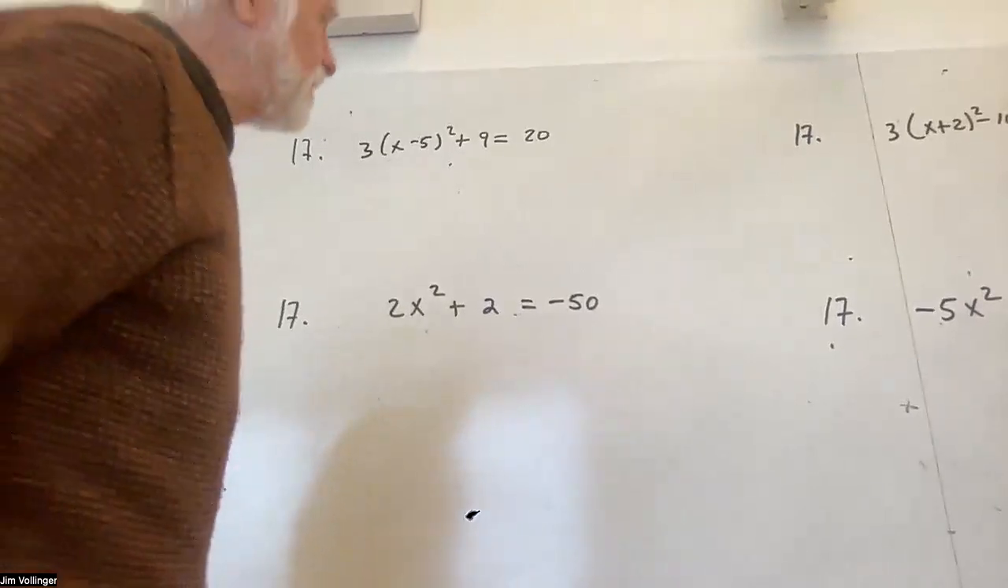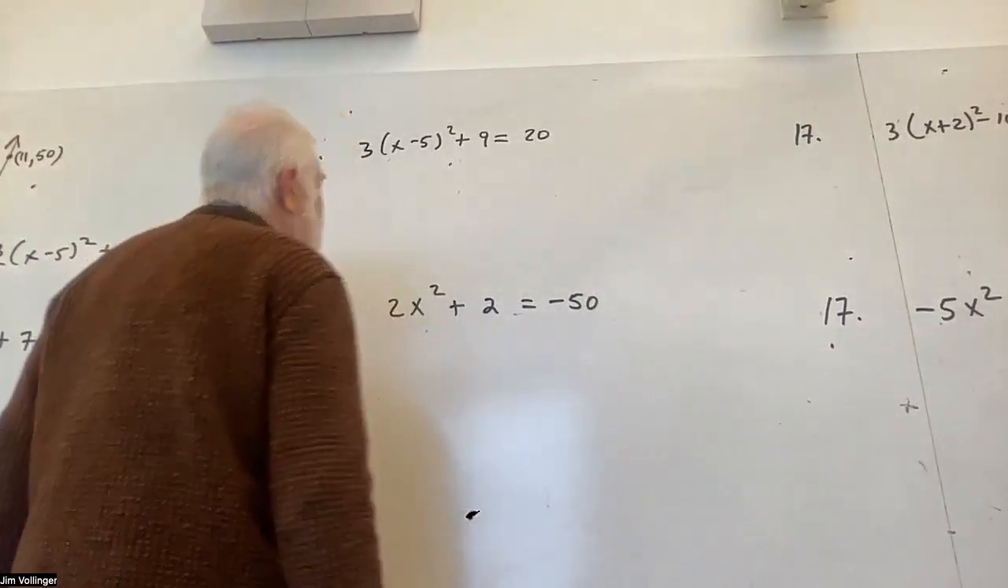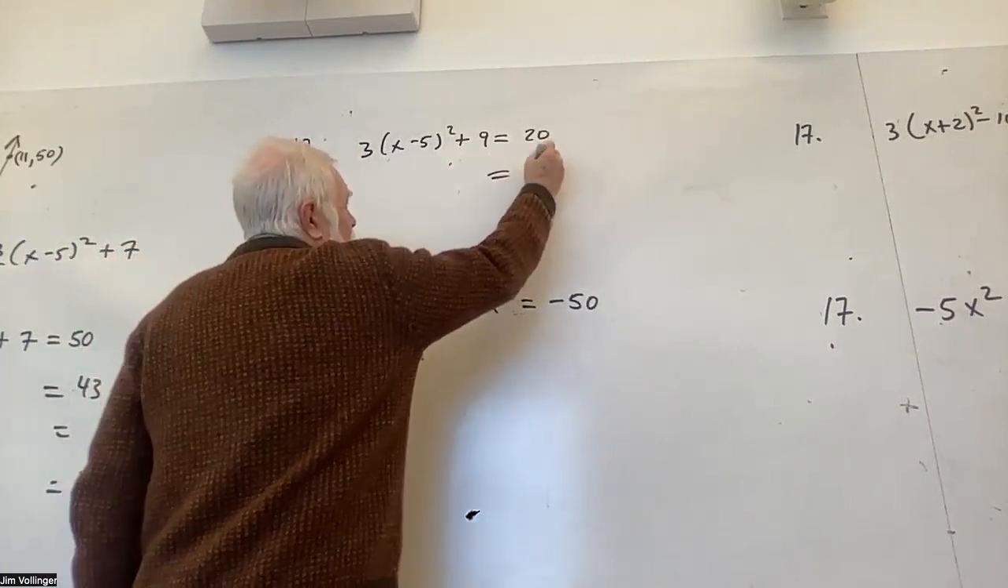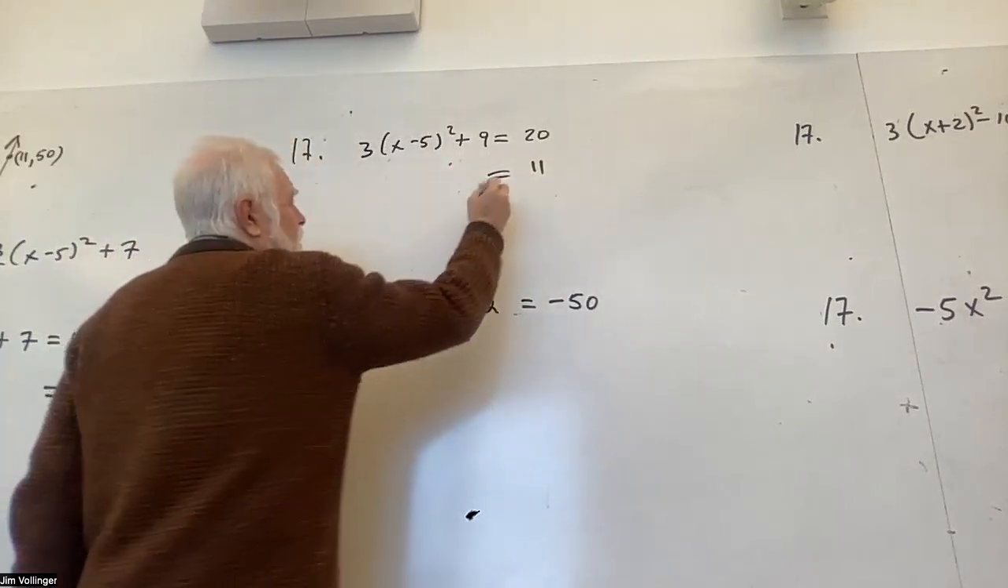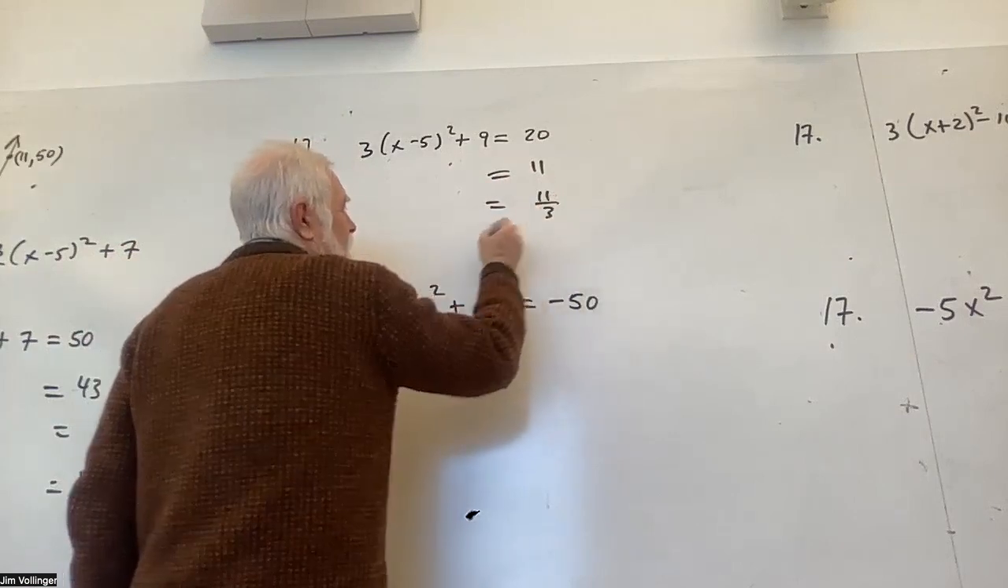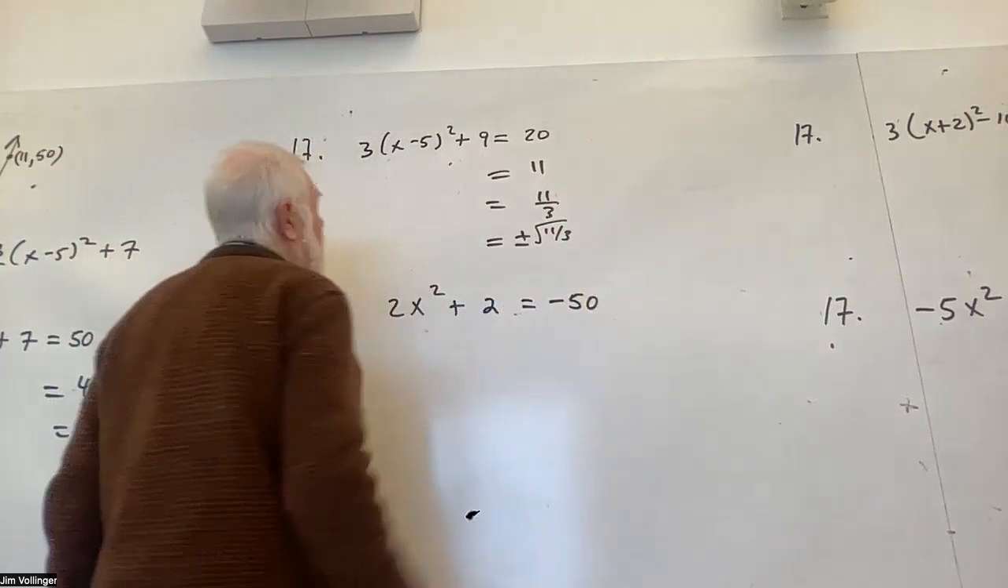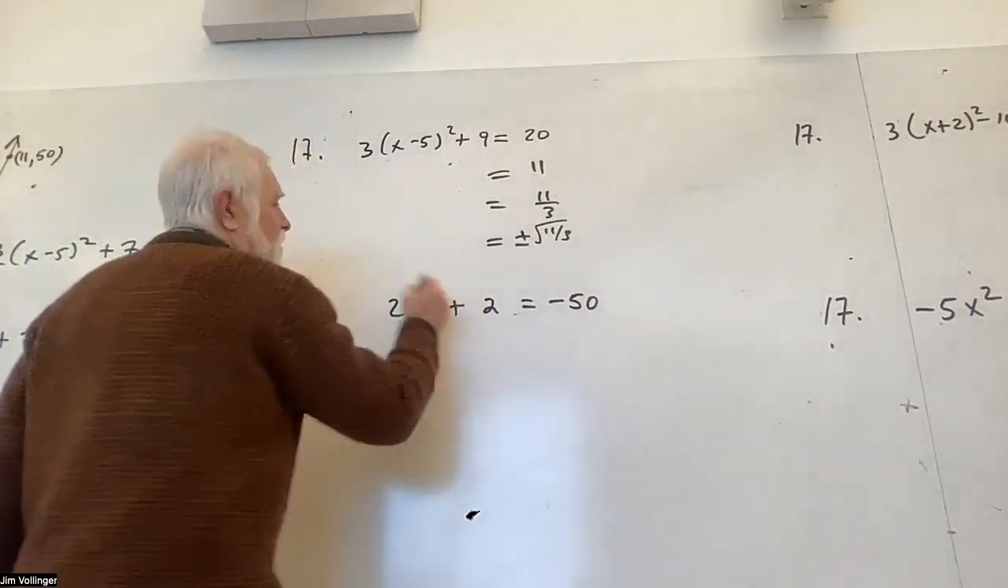One of the reasons you put things in graphing form is it makes it easy to solve. Cup shape up from 9, real roots. Take 9 away from 20, you get 11. Divide by 3, and take the plus minus square root, and measure from the number 5.